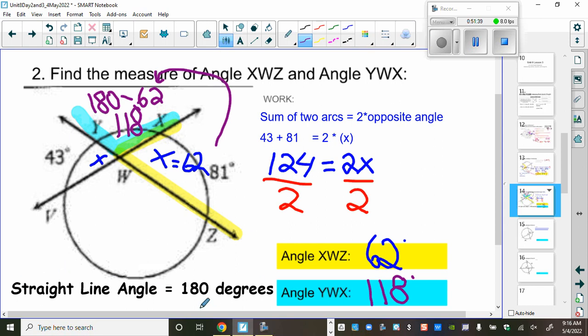So that's where you get the 180. It's a straight line angle. That's your grand total. If you already have 62, you need 118 more. Okay, questions on this problem here?